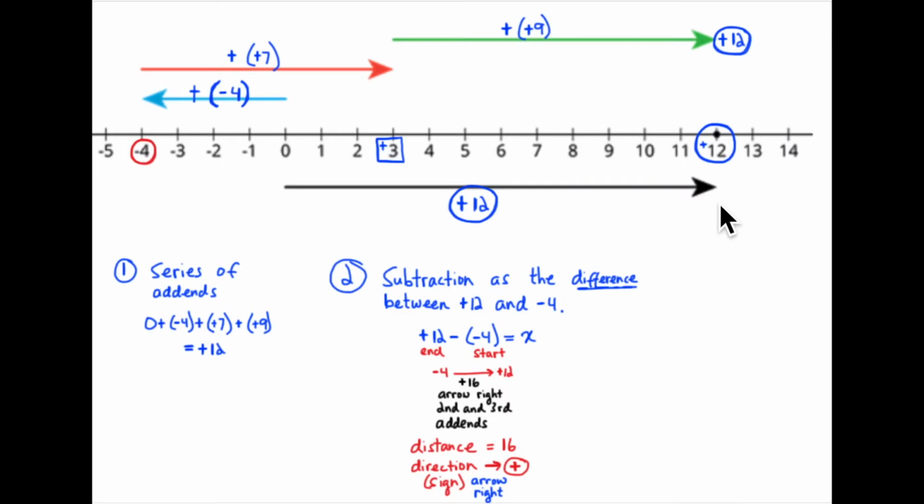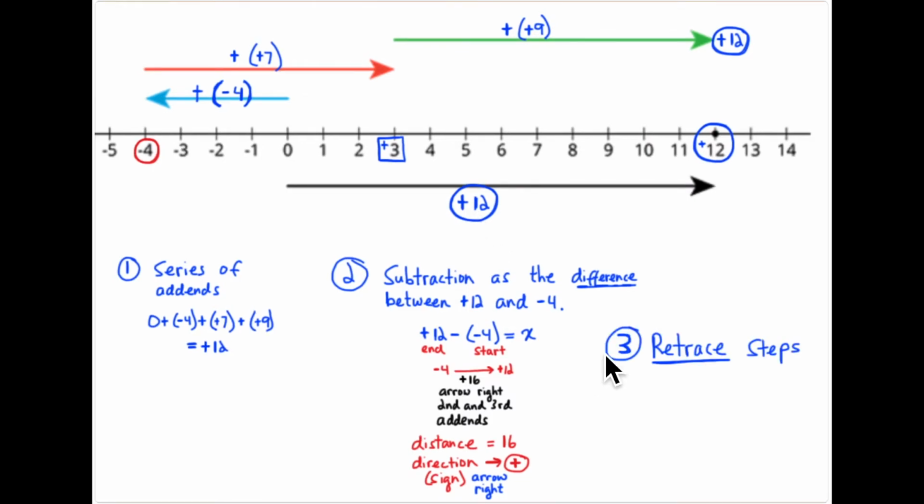And finally, what's the difference between +12 and 0? Well, it's +12 units. So the first addend is 0, and the second addend is +12. So how far is 12 away from 0? It's a +12 units. So it's this arrow from 0 to +12. The distance is 12 units, and the direction is to the right, so it's +12.